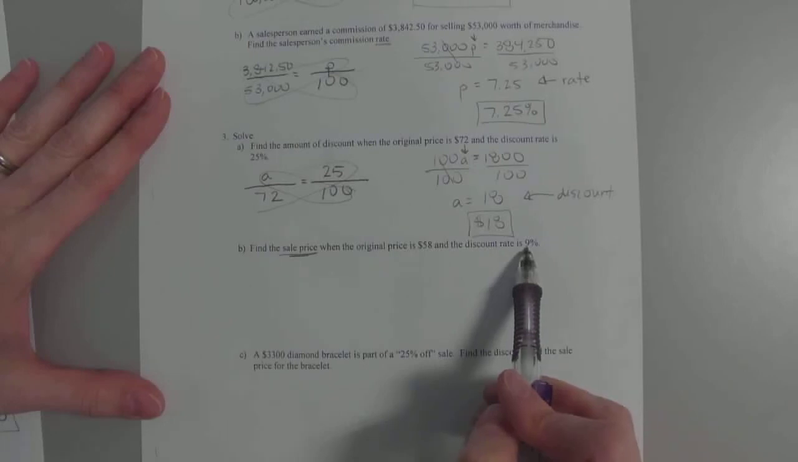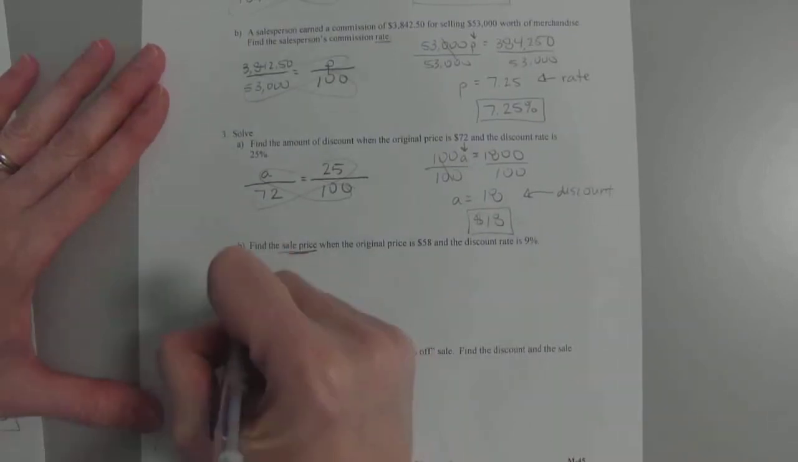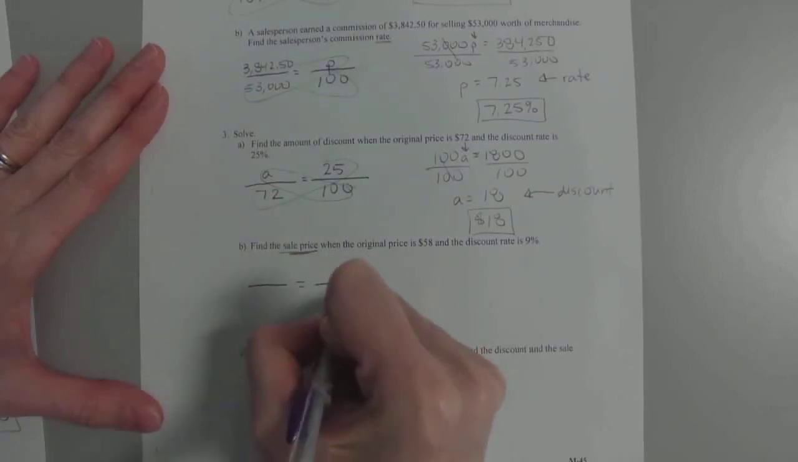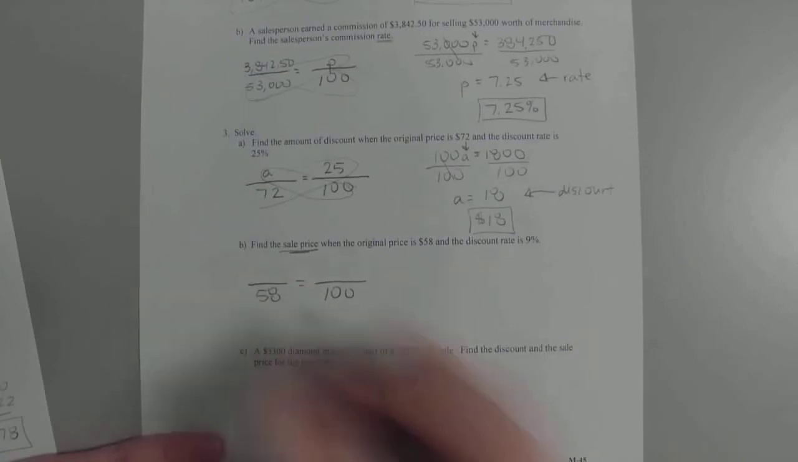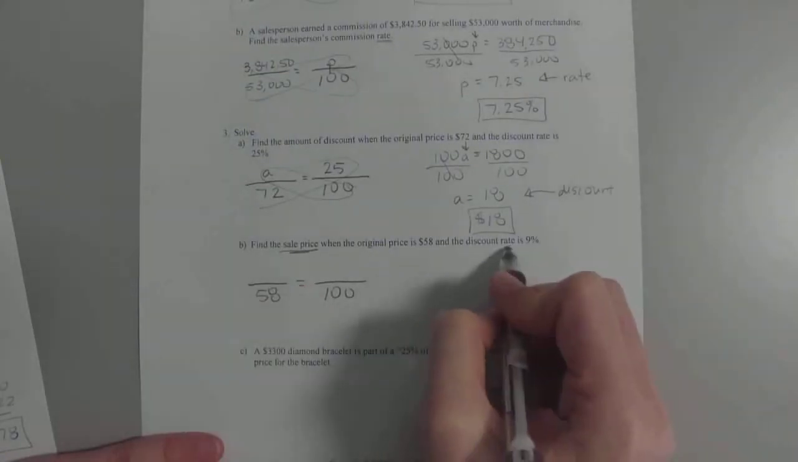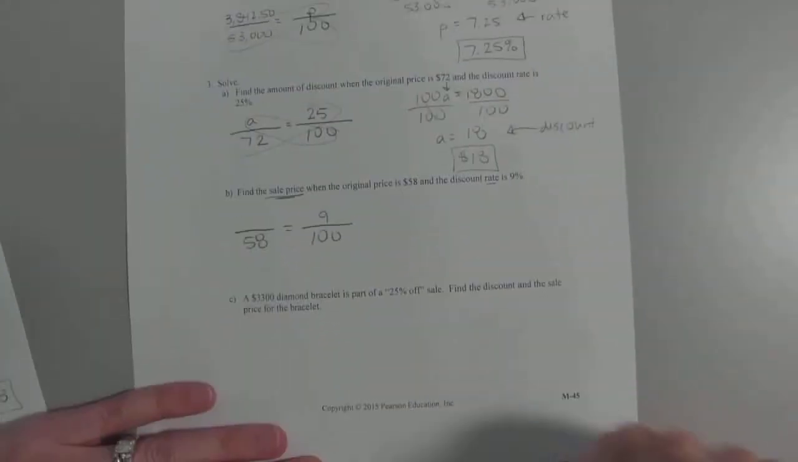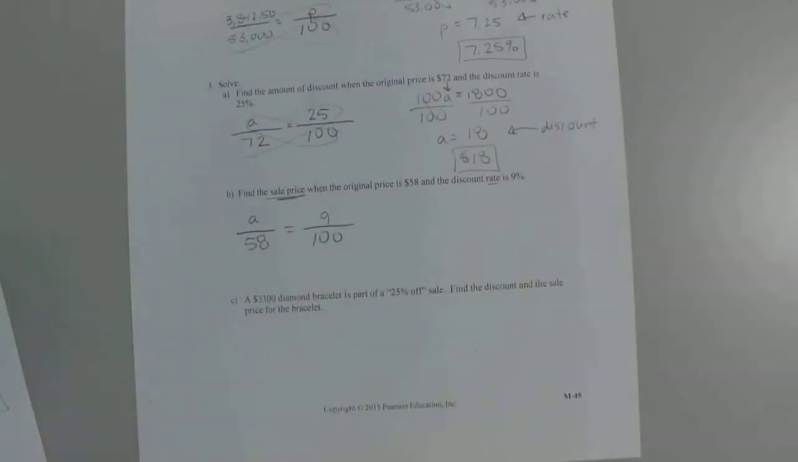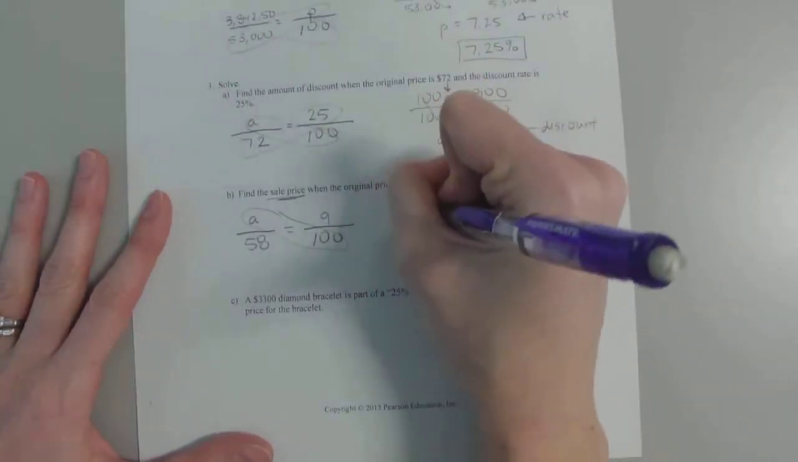B, here it's asking it, find the sale price. So we're going to find the sale price when the original price is $58 and we have 9% off. So we're going to find the discount first, how much off we're going to get, but then we're going to subtract it from 58. So we'll have blank equals blank over 100. The original price is always that base, that total amount on the bottom. The discount rate, all the rates, guys, are your percents, so that's going to be your 9 on top. And what we don't know is your amount A, your discount.